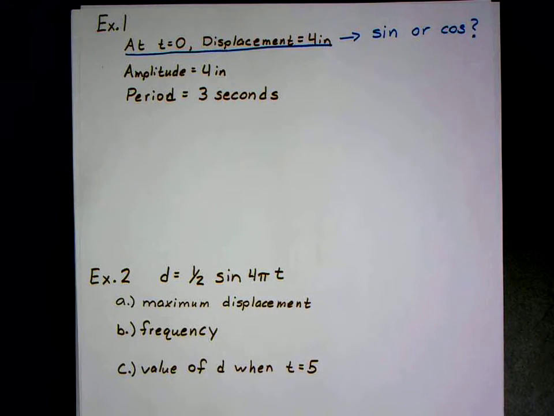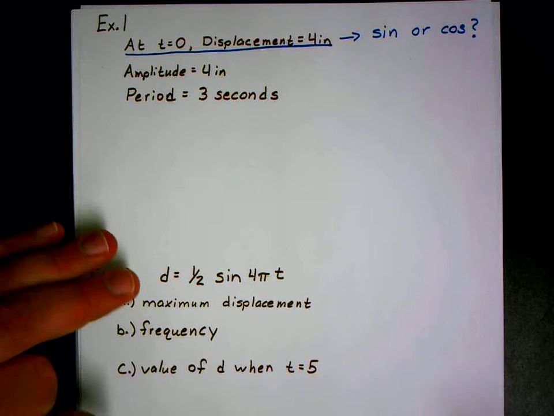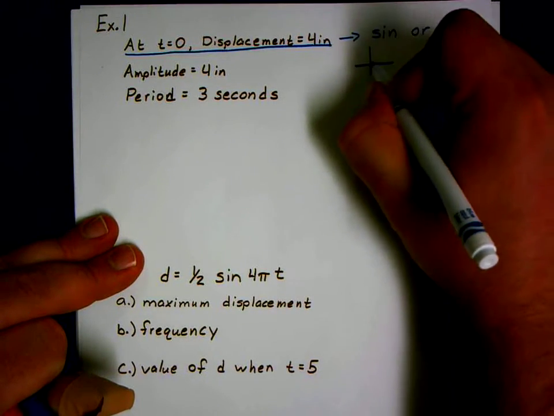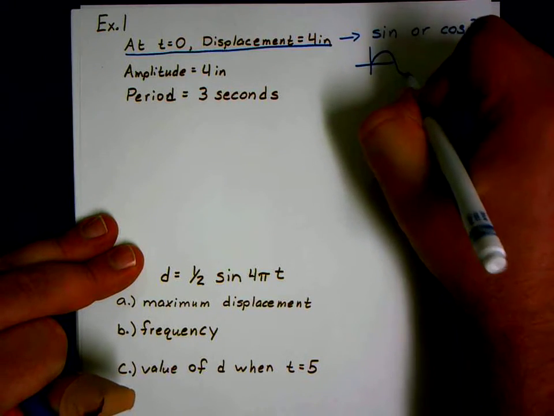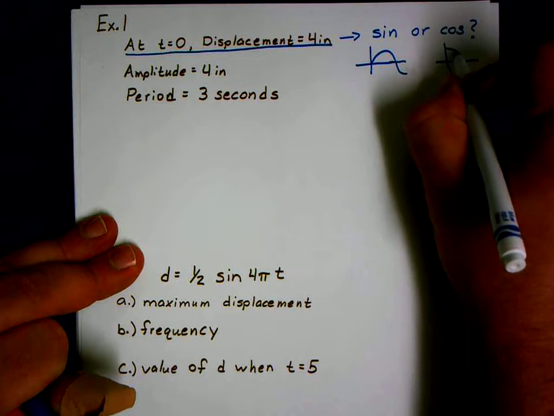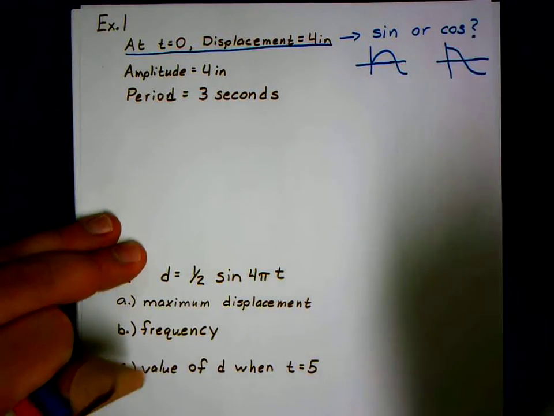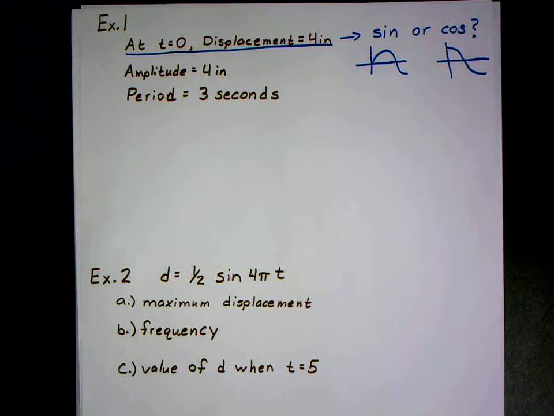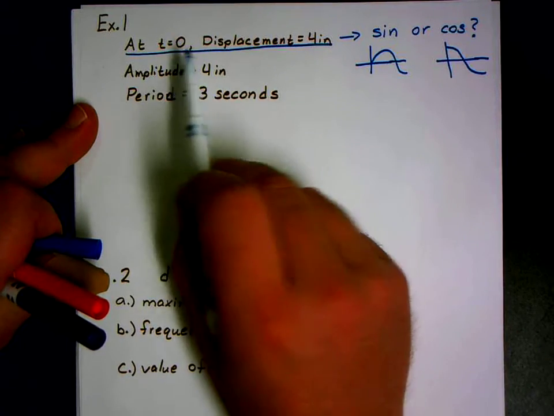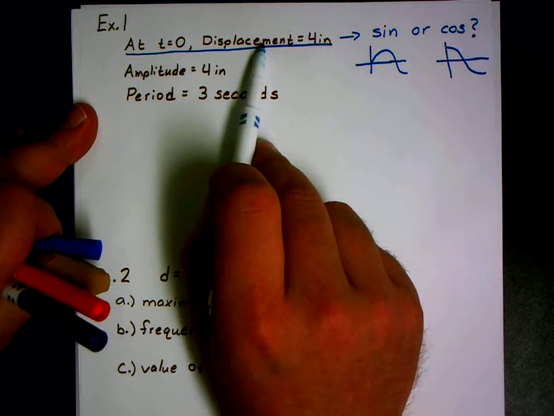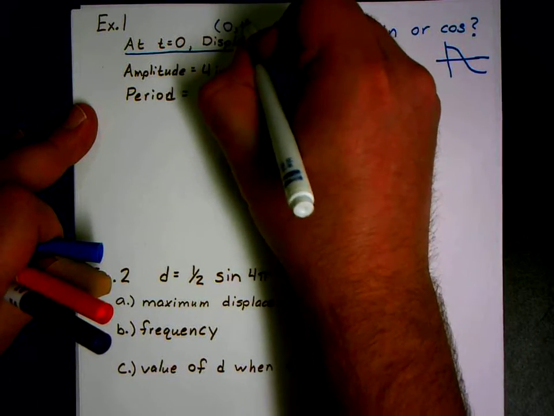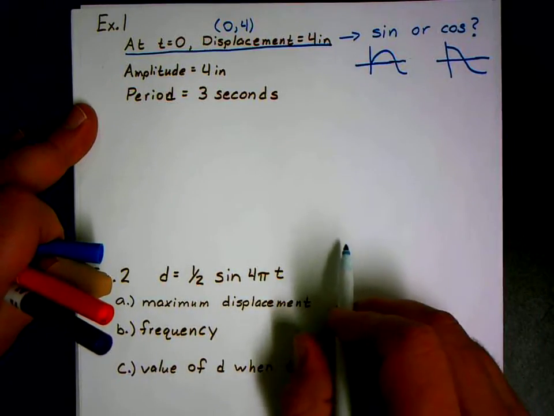We use the concept that you had whenever you were graphing. Remember, the graph of sine started like this. The graph of cosine started like this, correct? Okay, so this says that t equals 0. So t is kind of in the place of x. At t equals 0, the displacement is 4. So this gives you an ordered pair of (0, 4). So that means it would have to be cosine.